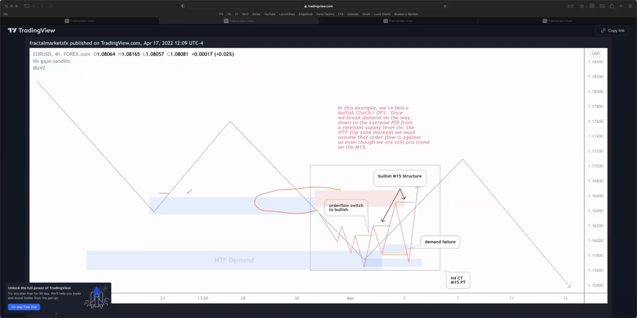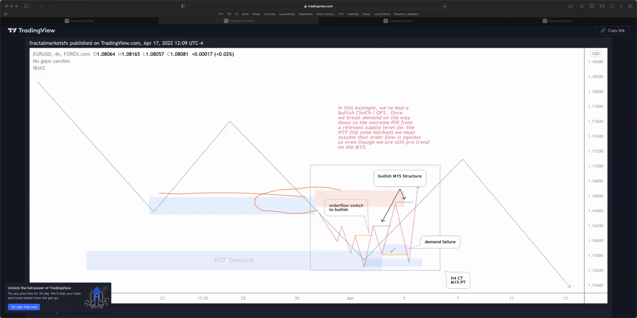So let's just say we have a demand to supply flip, and we come down into here. We use this as inducement. We are still trading this pro trend. Okay, this is still pro trend because I know this is an M15, the way that it's drawn, this is an M15 structure point, but just look at this for what it is. Okay, and just hear me out.